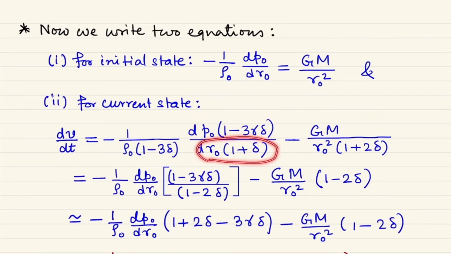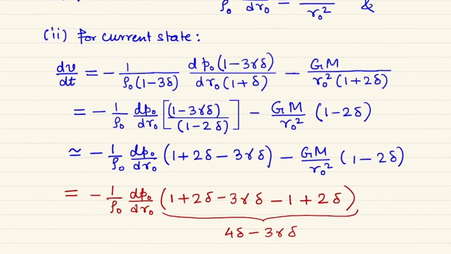R is nothing but R0 times (1 plus delta), and here r square will be nothing but r0 square times (1 plus delta) square, which is almost equal to 1 plus 2 delta, once again just keeping the terms up to first order. Now if we do that, finally we can say that this is nothing but minus 1 by rho 0 dp0 dr0 times the whole factor (1 minus 3 gamma delta) by (1 minus 3 delta) times (1 plus delta).